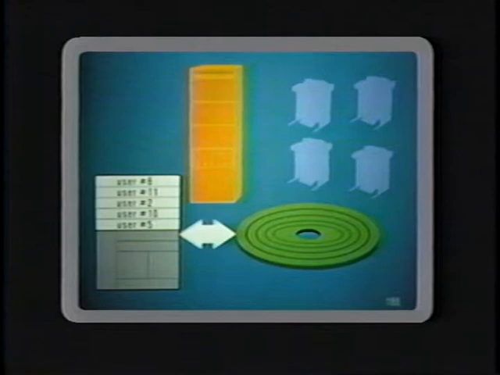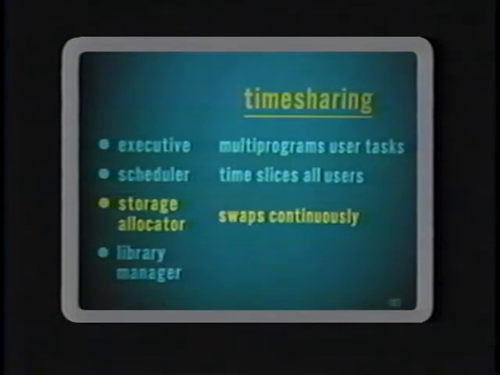Since execution time is being shared among many user programs, the storage allocator must arrange for memory locations to swap each executing program in and out of memory. The storage allocator must also control swap areas on the disk, where all these programs reside temporarily when they're swapped out of memory. Thus, the storage allocator in a time-sharing system swaps programs continuously.